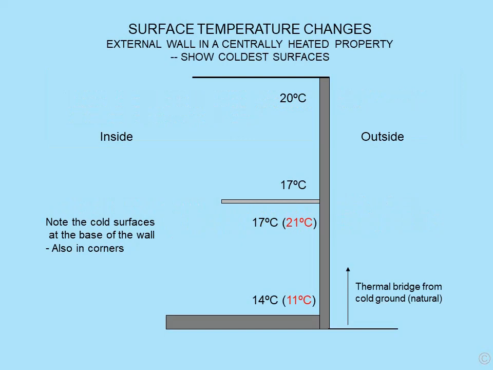Even if we take a normal property per se, there are variations in surface temperatures, especially in corners and bases of walls. And here's one example. In this case, it's the same house. In the downstairs, at one time it got up to 21 in the corner on the surfaces, but on the bottom it went down to 11 degrees. In essence, the wall at the base of a building can act as a thermal bridge from the cold ground.